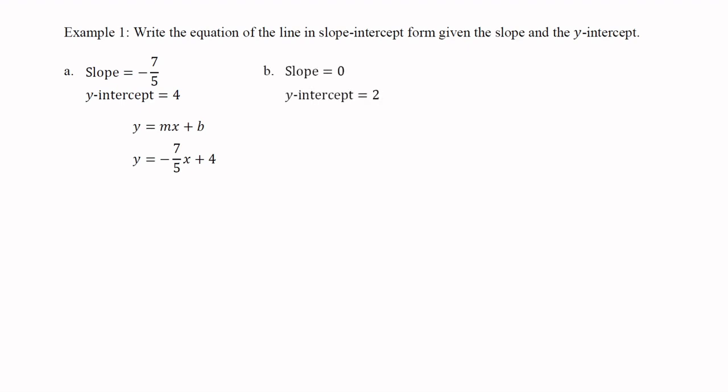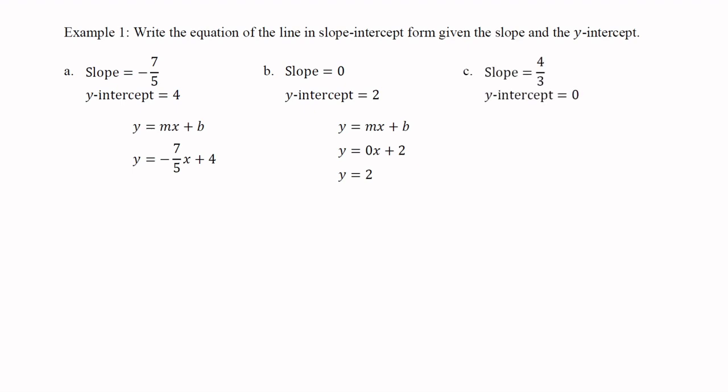If the slope is 0, then we would plug 0 in for m, but there's no reason to write 0x. So we could just write, using the y-intercept, y equals 2. And remember that a linear function with a slope of 0 is a horizontal line. So your y is going to be the same value all along that line.